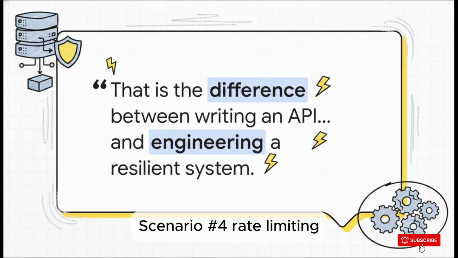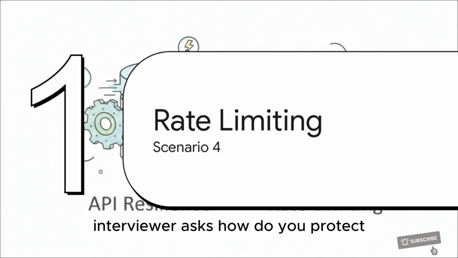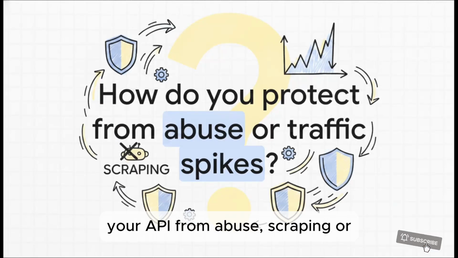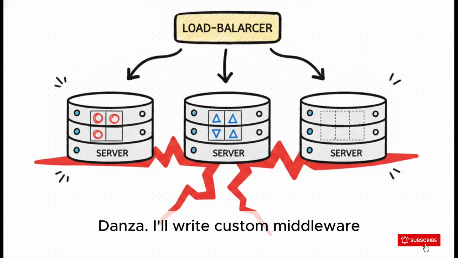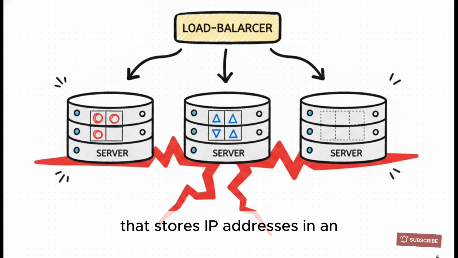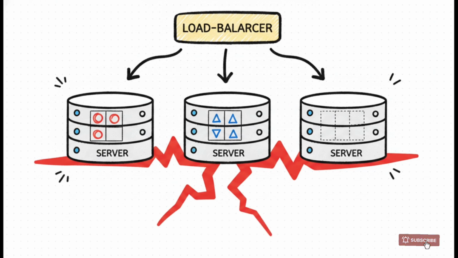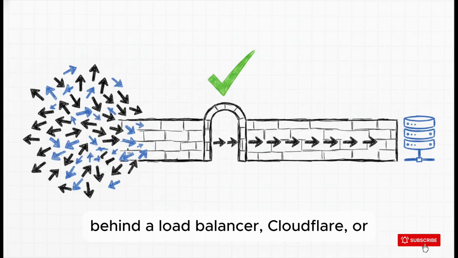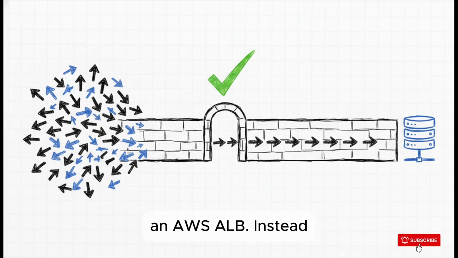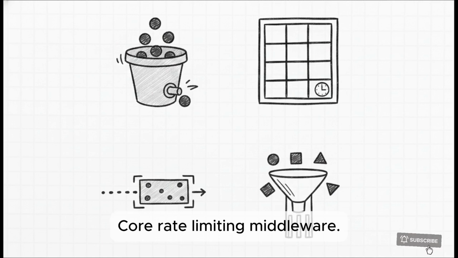Scenario number 4. Rate limiting and high throughput protection. The interviewer asks, how do you protect your API from abuse, scraping, or sudden traffic spikes? The trap answer? I'll write custom middleware that stores IP addresses in an in-memory dictionary. That approach breaks down quickly in distributed systems, especially when your API sits behind a load balancer, Cloudflare, or an AWS ALB. Instead, know the built-in ASP.NET Core rate-limiting middleware.